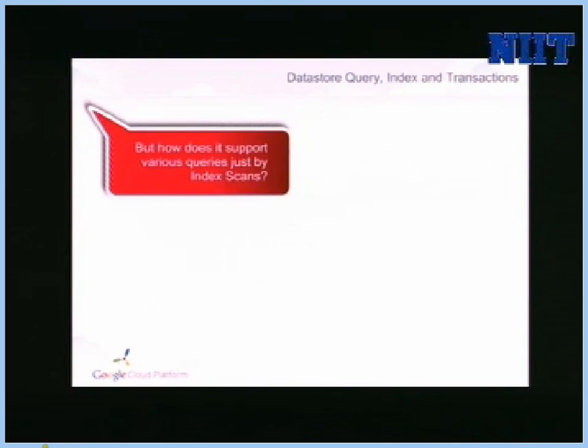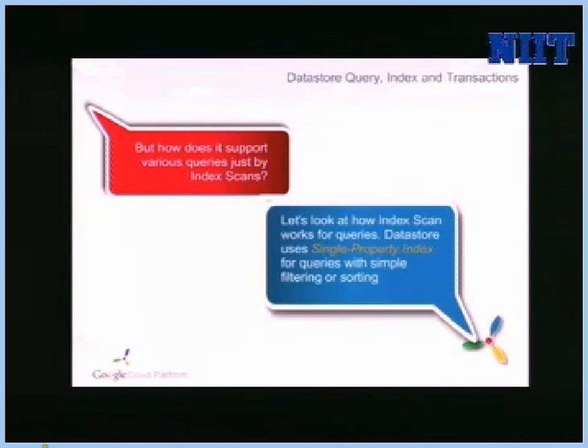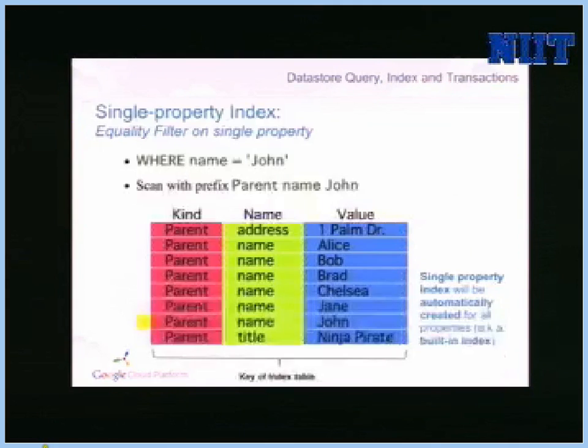But how does this support various queries just by index scans? As you saw, the index scan mechanism is so simple. So you might wonder how it can support complex query conditions like where or order by clauses. The answer is the various kinds of index we have on Datastore. One is the single property index. Single property index will work for queries with simple sorting or filtering, just like this.